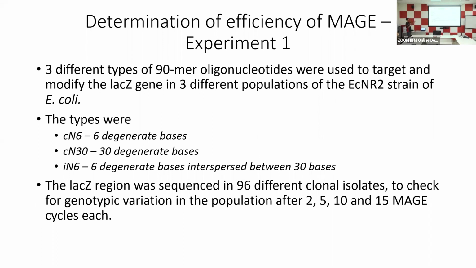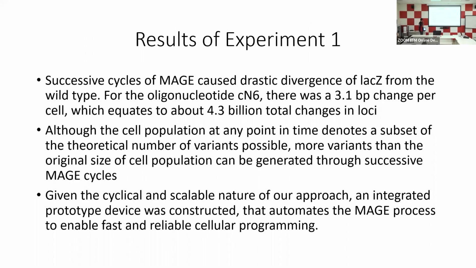So these 3 oligonucleotides were used, and the lacZ region was sequenced in 96 different clonal isolates. After culturing, the clones were isolated, and these were used to check the genotypic variation in the population after 2, 5, 10, and 15 MAGE cycles each. So after each of these numbers of cycles, the lacZ region was checked and sequenced to check diversification.